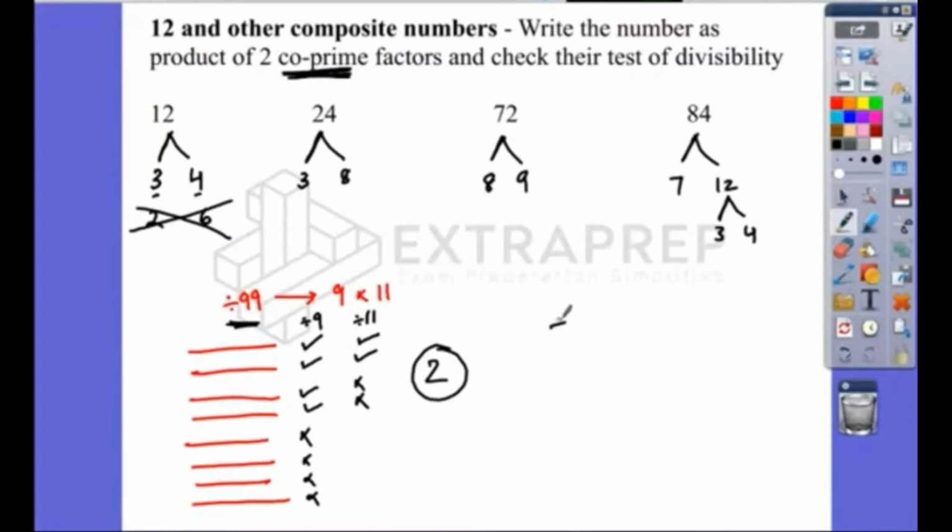I've seen questions where they ask you for divisibility of 132. How do you break 132? That's 11 into 12. 12 can be broken as 3 into 4. So you will have to check for numbers which are definitely divisible by 3, 4 and 11. That's how you find the answer. This is the test of divisibility for 12 and other composite numbers.